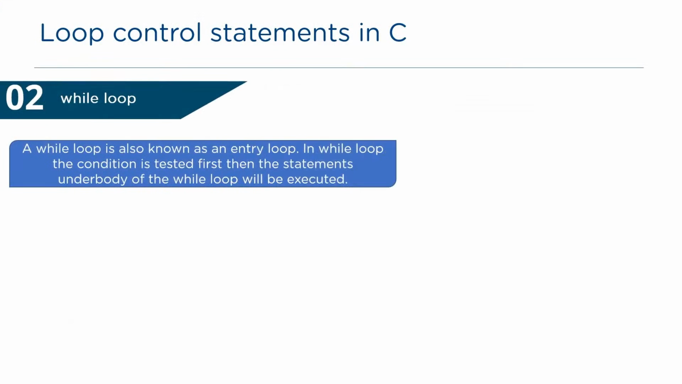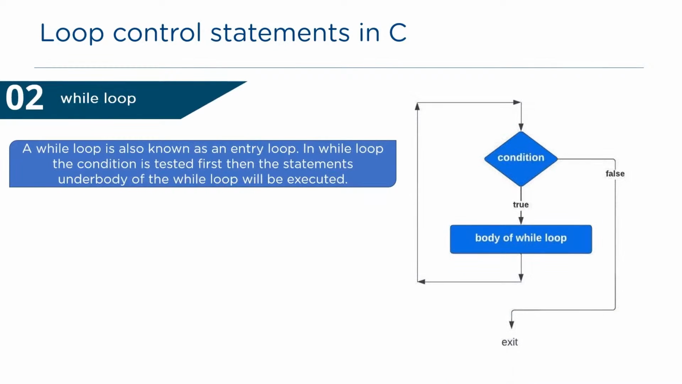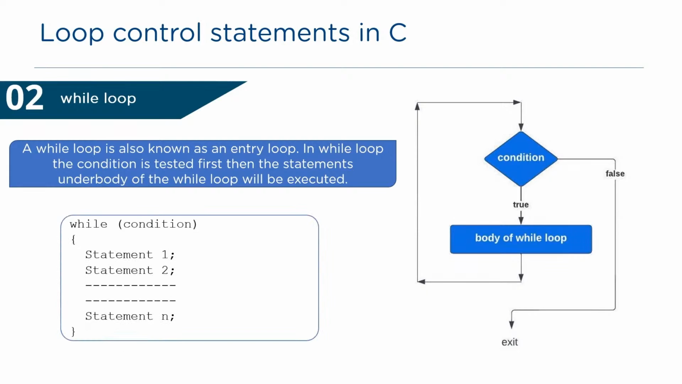Up next we have a while loop. A while loop is also known as an entry loop because in a while loop the condition is tested first, then the statements under body of the while loop will be executed. If the while loop condition is false for the first time itself, then the statements under the while loop will not be executed even once. Let's have a look at the syntax of a while loop. While, condition, and inside the curly brackets we have statements.